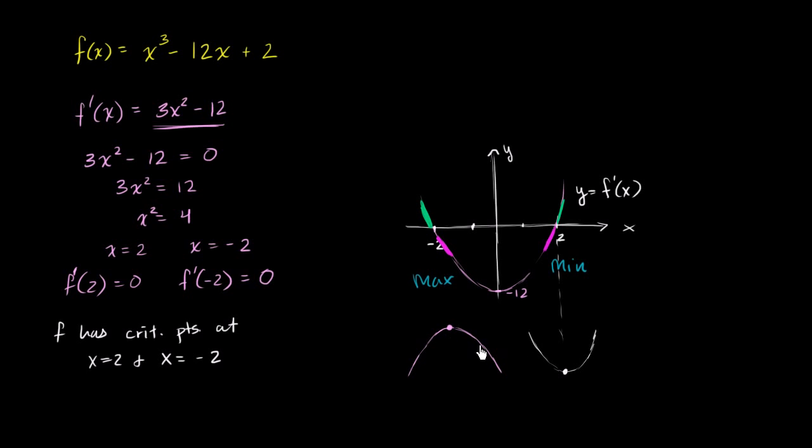So what I did right over here is to try to conceptualize what the function itself could look like given the derivative, in this case switching from a positive derivative to a negative derivative across that critical point, or going from a negative derivative to a positive derivative. That's why this is the criteria for a maximum point. This is the criteria for a minimum point.